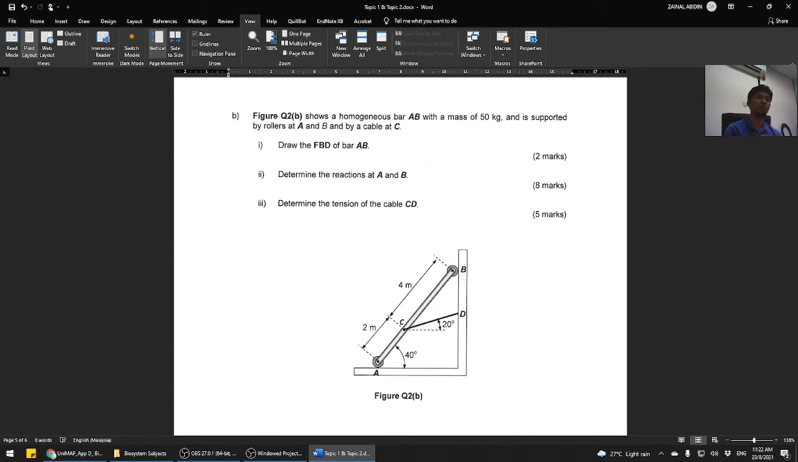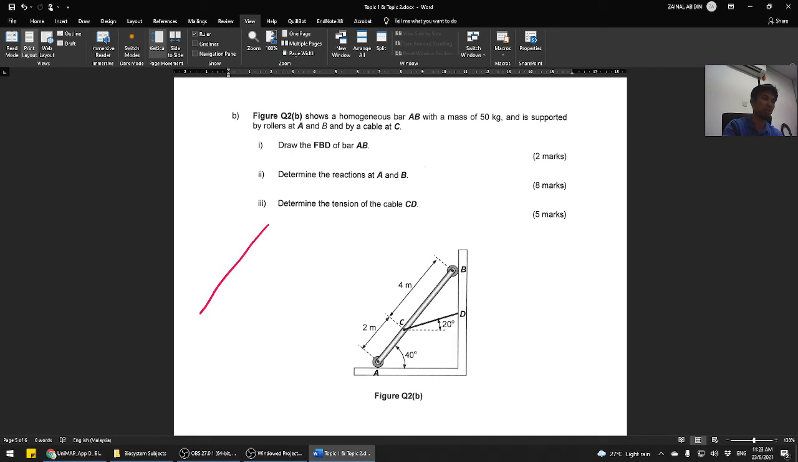Or you can use the free body diagram method. But if the question asks you to draw a free body diagram, then you can use the free body diagram method easily to solve that question. So the first step is to draw the free body diagram. For this question, the free body diagram is just like this.